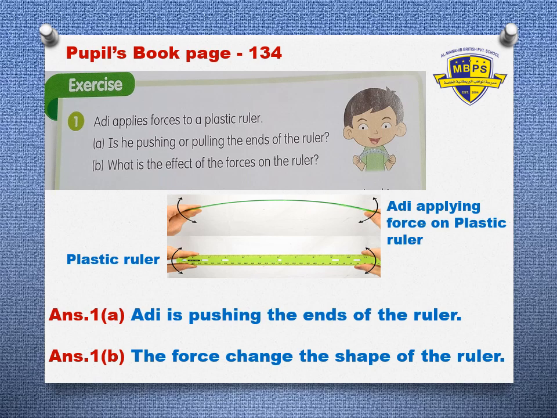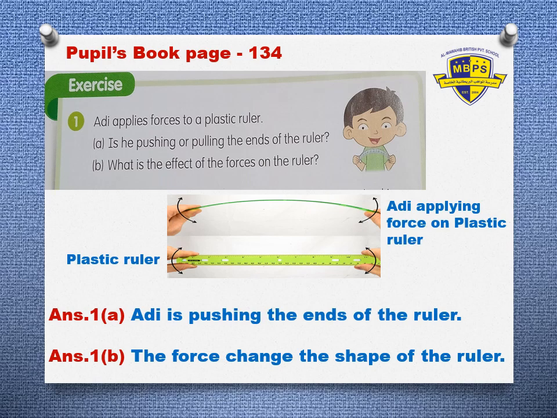Grade 2, everyone ready with your pupils book and open page number 134. Pause the video, bring your pupils book, open page number 134 and write the date on the top. Today's date is 10th May 2020. I hope everyone has written the date right.